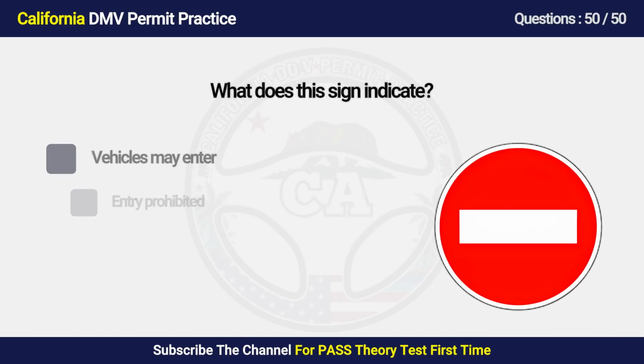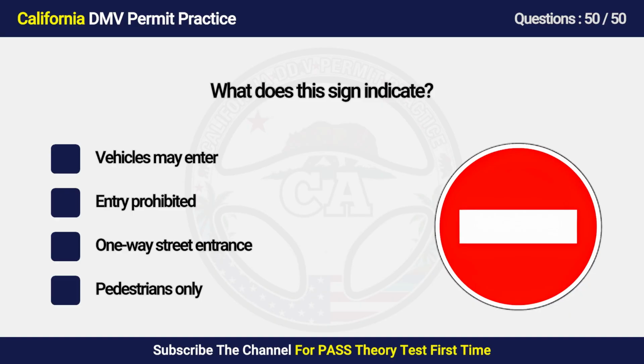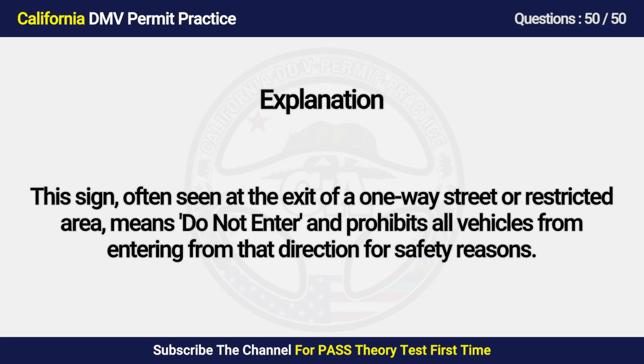Question 50. What does this sign indicate? A. Vehicles may enter, B. Entry prohibited, C. One-way street entrance, D. Pedestrians only. Answer is B, entry prohibited. This sign, often seen at the exit of a one-way street or restricted area, means do not enter and prohibits all vehicles from entering from that direction for safety reasons.